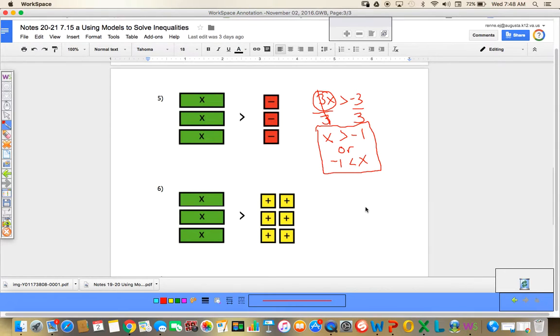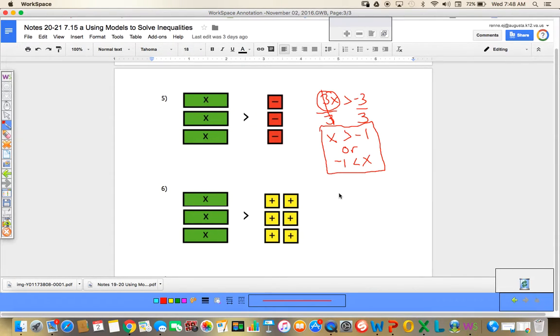Okay, moving on to number 6. We have 3 x's are greater than 6. So circle your variable. The opposite of multiplication is division, so I'm going to divide both sides by 3. 3 divided by 3 is a 1 in disguise, so x is greater than 2, or 2 is less than x. And I box in both answers. Okay, moving right along, we have 2 more to go.